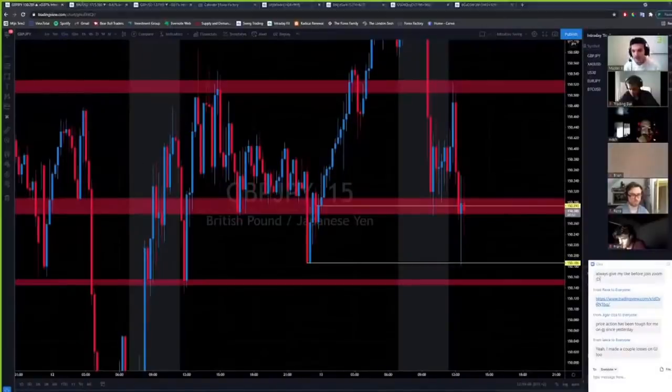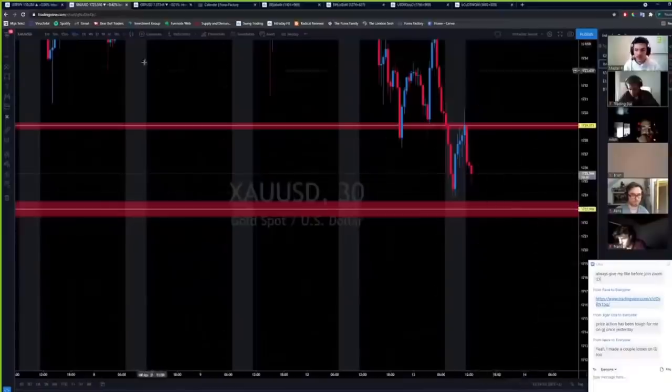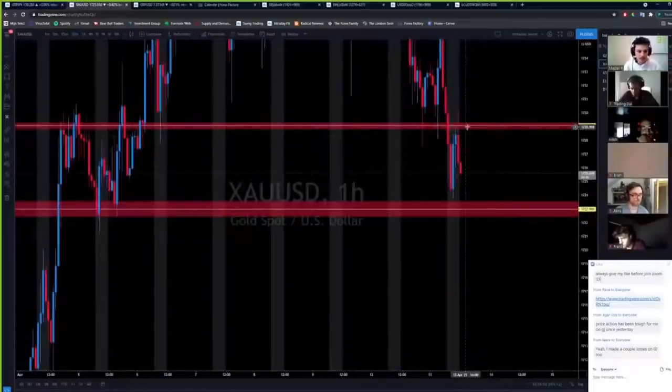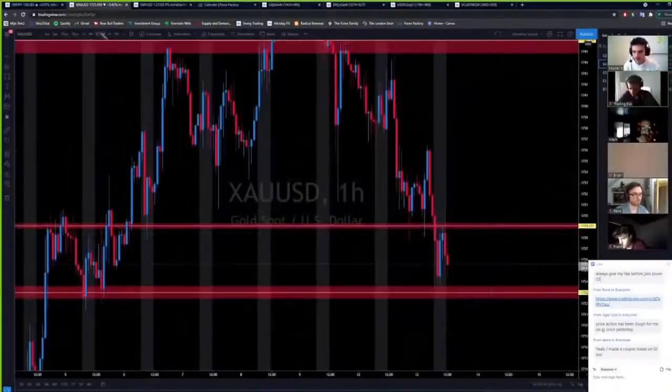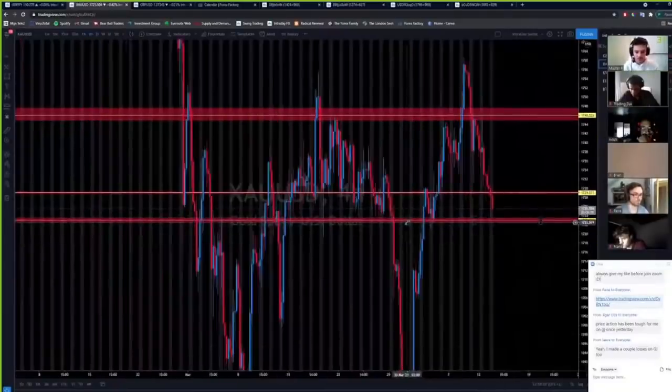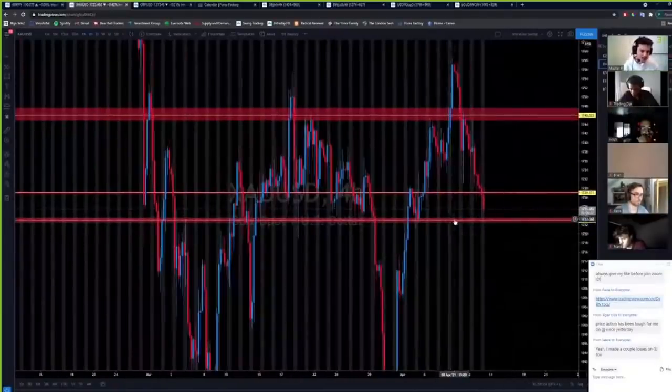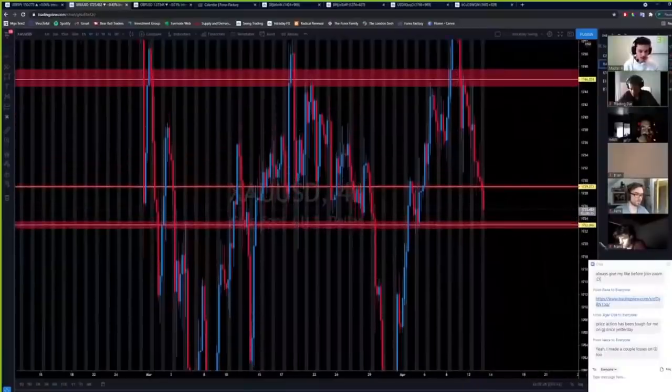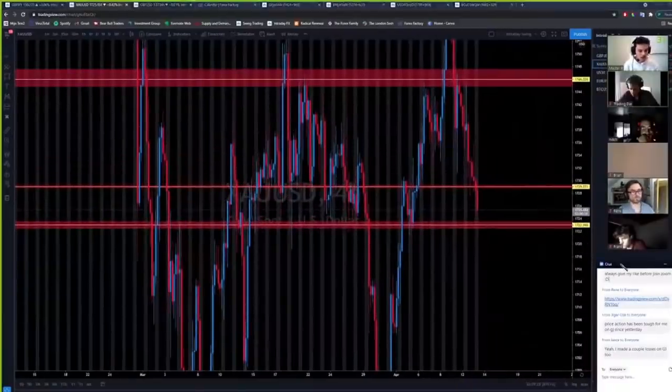Sells on gold, yeah, that's the bias. So bias is sells unless we start breaking above this 1729. Then if we do start breaking above 1729, we can say that overall we're starting to respect this super strong support at 1723. So that's what we're looking for on gold.